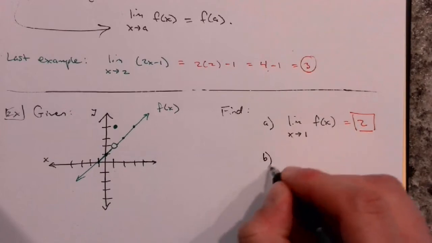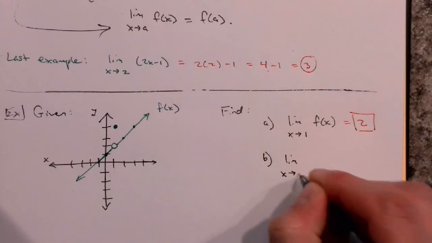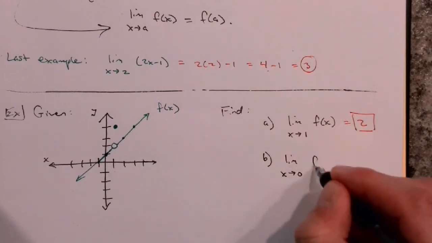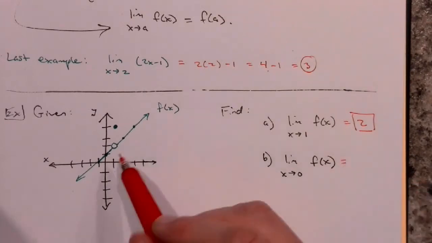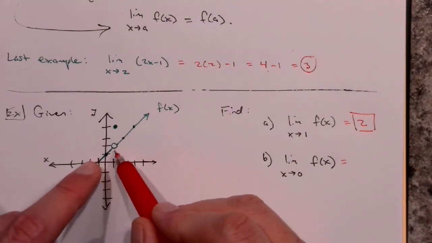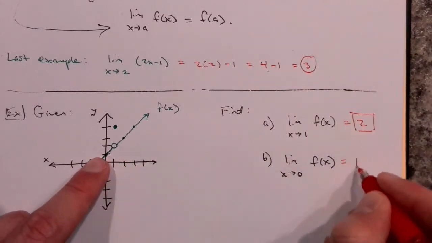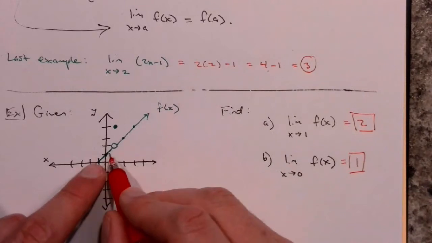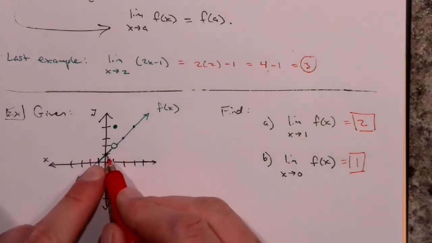Let's take a look at this one here. If I said the limit as x approaches 0 of f of x, remember this is where x equals 0 on the axis. Coming from both sides, what y value do I get close to? Well, this y value gets close to, looks like, 1. Even at the point it becomes 1, but that doesn't matter. What matters is what you get really close to. Well, it's approaching 1. So the limit as x approaches 0 of f of x equals 1 here.